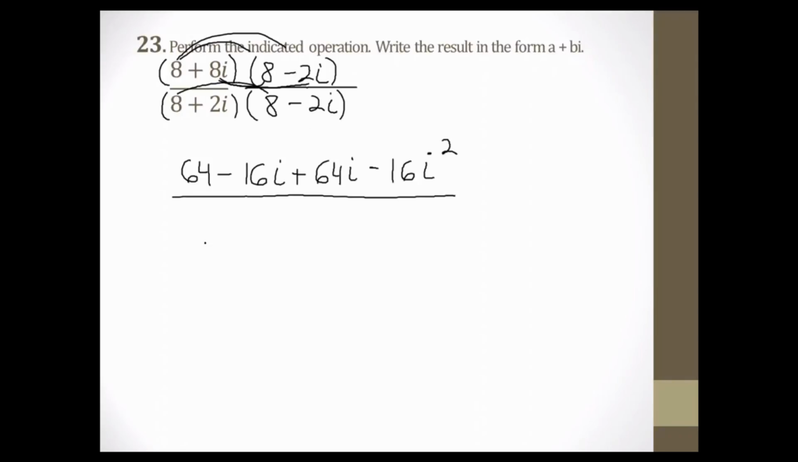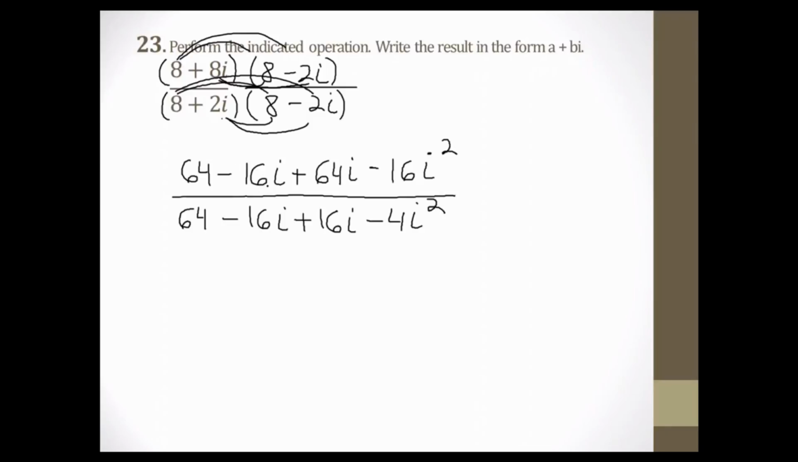So again, 8 times 8 is 64, and then 8 times negative 2i is negative 16i, and the 2i times 8 is a positive 16i, so that's what we wanted, those middle i terms will cancel each other out. And then 2i times negative 2i gives me negative 4i squared.